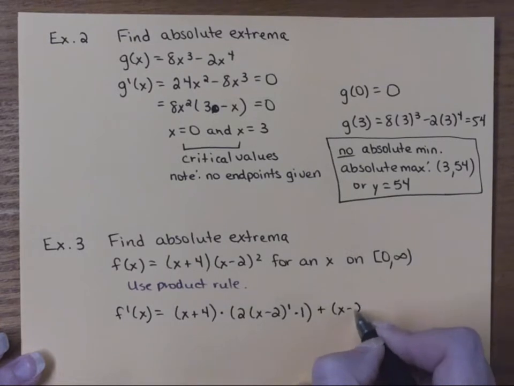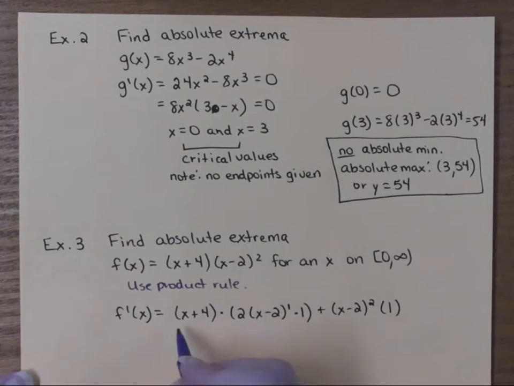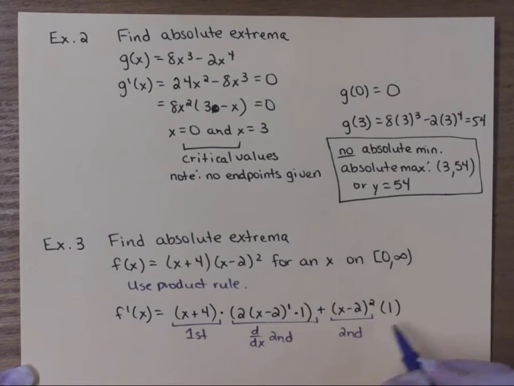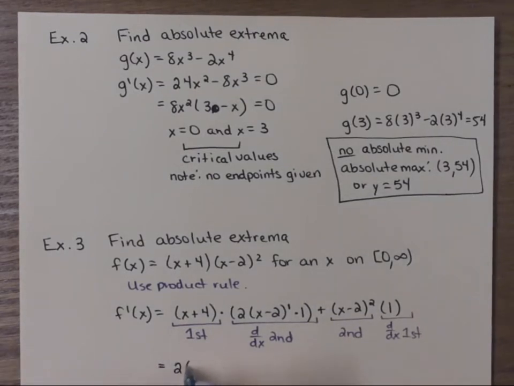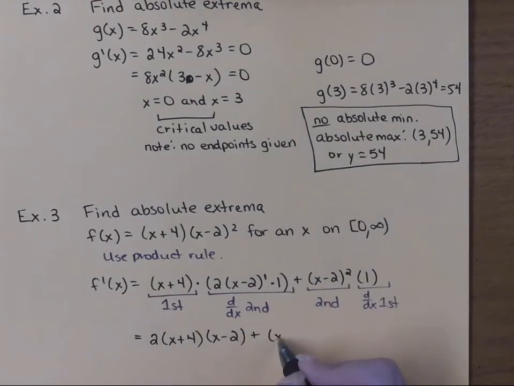And then plus the second times the derivative of the first. So again, this is first, this whole thing is the derivative of the second, plus the second times the derivative of the first. So you're going to end up getting 2 times (x plus 4) and then times (x minus 2), plus (x minus 2) squared equals 0.